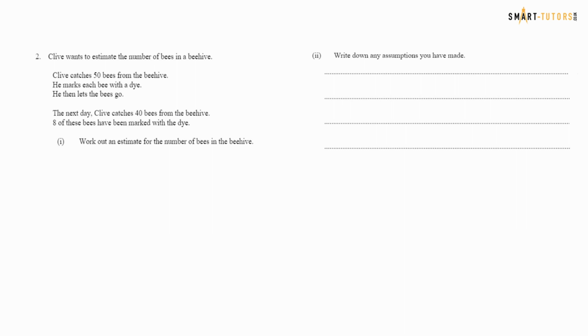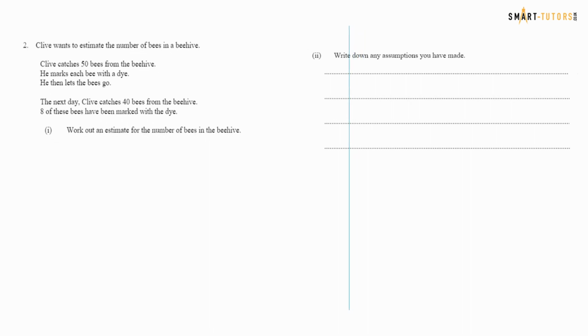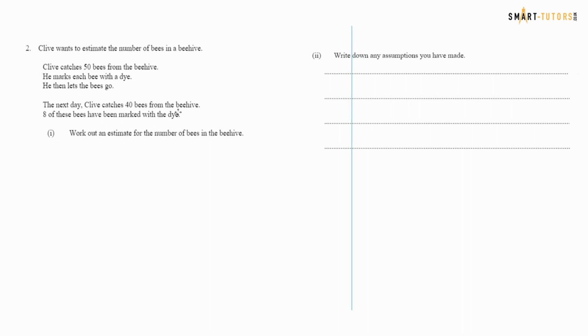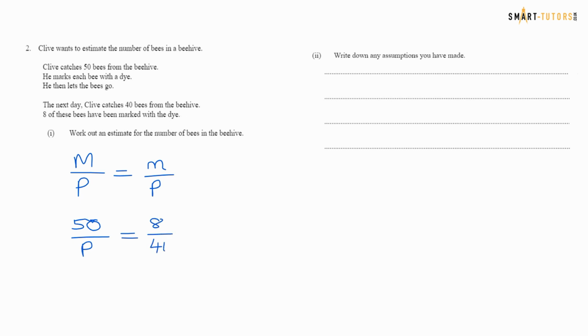So we want to estimate the total. You need to remember the equation, that is the important thing: capital M over capital P equals small m over small p. Capital M we know is 50, so 50 over P equals 8 over 40. So 8P equals 50 times 40.